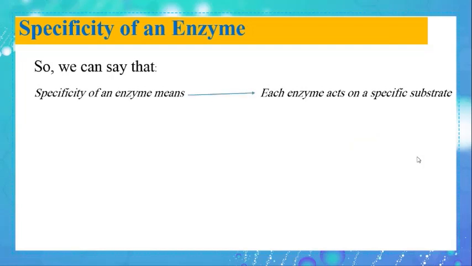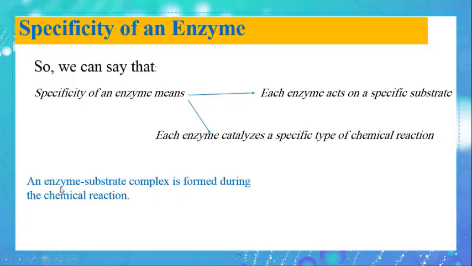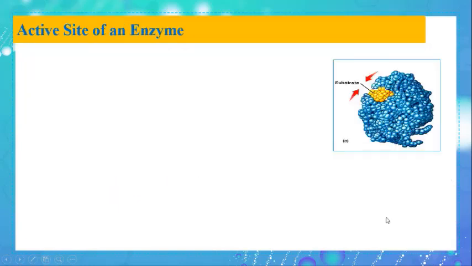So to sum up, we can say that specificity of an enzyme means each enzyme acts on a specific substrate, and also each enzyme catalyzes a specific type of chemical reaction. So these are the two meanings of specificity of an enzyme, and keep in mind that an enzyme substrate complex is formed during the chemical reaction. So here we have an enzyme substrate complex formed.